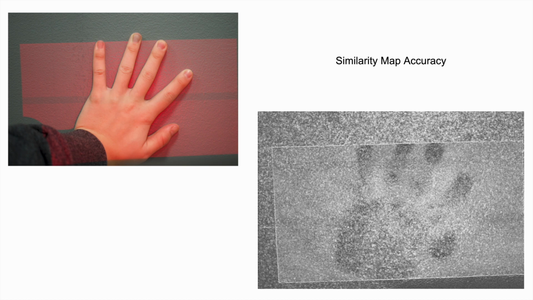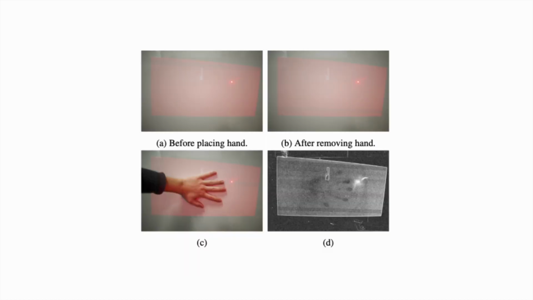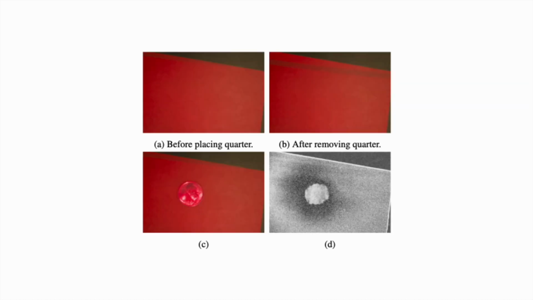I ran a number of experiments to test the robustness of my implementation. In my first experiment, I show that the system can detect a hand placed on a wall. I also tried on a specular whiteboard. The system is able to show a faint detection of my hand. Placing a quarter on a cardboard box causes slight deformations due to the weight. The system is able to detect a quarter in the similarity map.